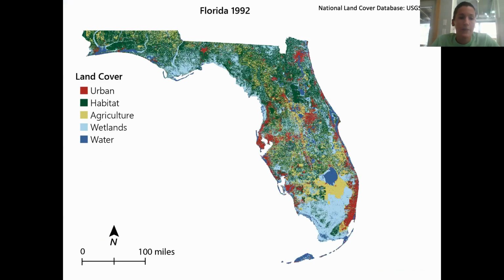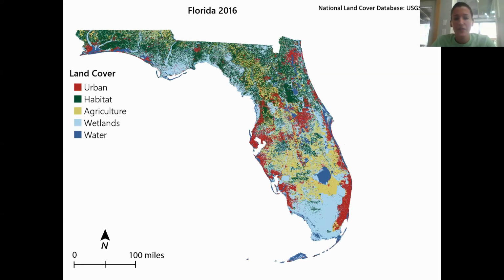Next. So that is the map that Sam created from Florida of 1992, and the key there shows you urban, environment, habitat, agriculture, wetlands, and water. Okay, next slide. So this is the slide from 2016 with the same data, and it shows that the urban has really increased and the habitats have shrunk.